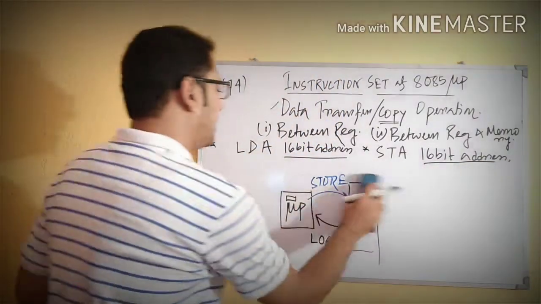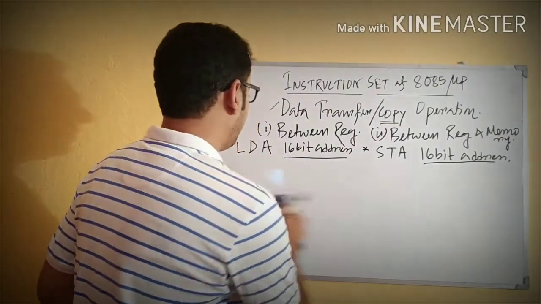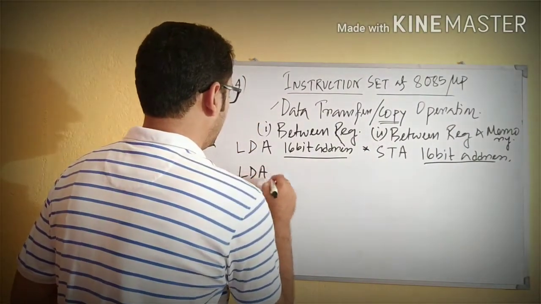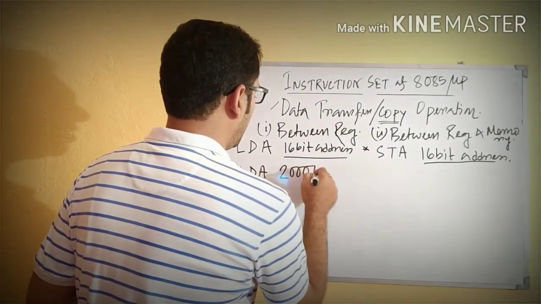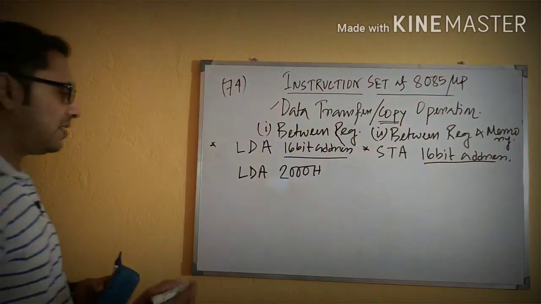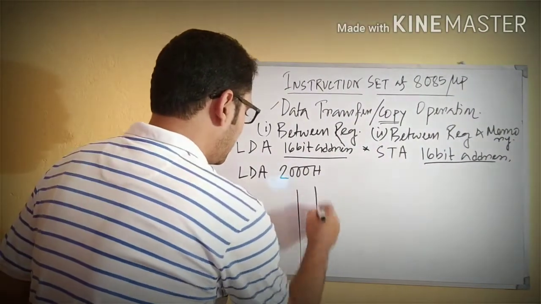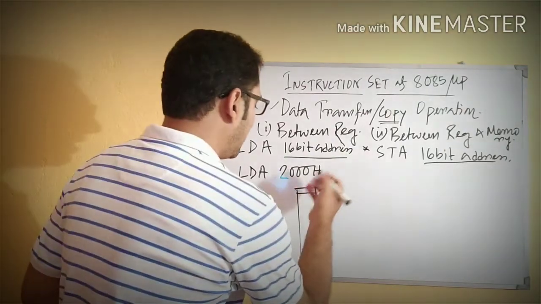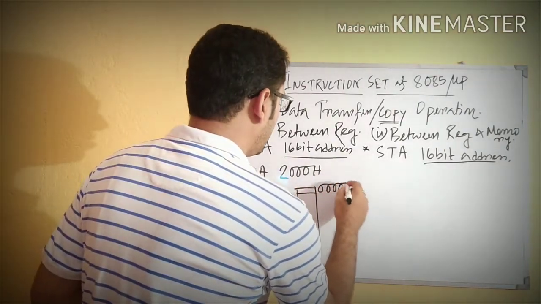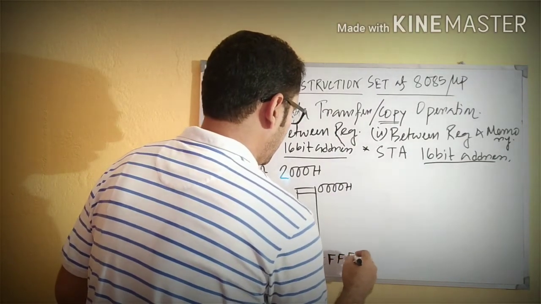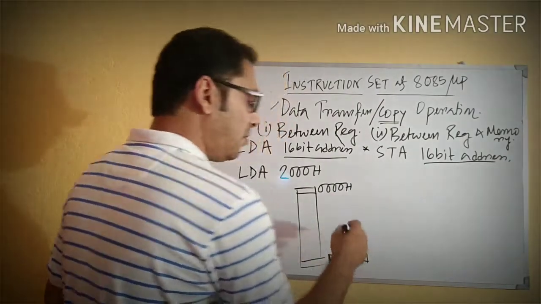So a typical example can be taken in this way. That is LDA 2000 hex. That means, assume this is the memory we are talking about. We know that the starting location of the memory is 0000 hex. The end location is FFFF hex. Hopefully you know this one.